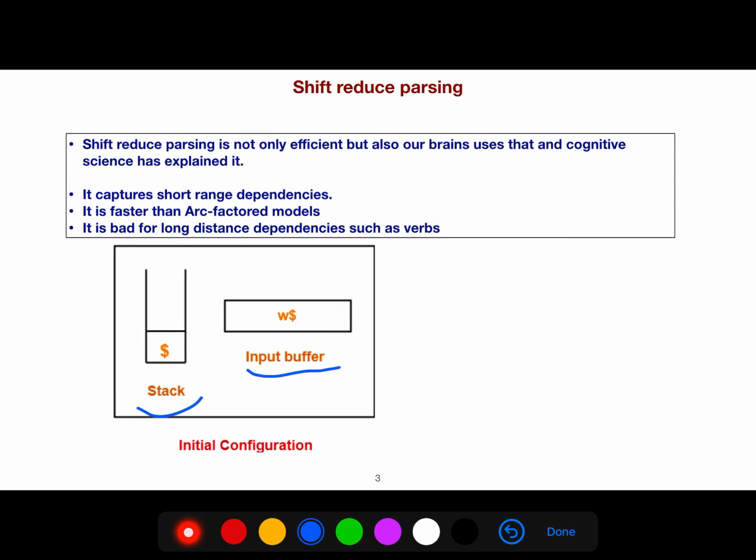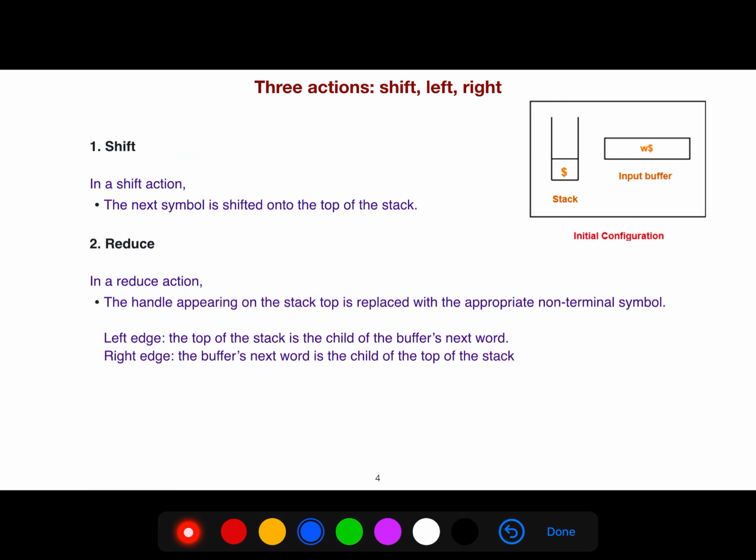we have a stack, so we have an initial configuration. Shift reduce parsing is not only efficient, but also our brains use that, and cognitive science has explained it. And it captures short-range dependencies. It is faster than arc-factored models, and it is bad for long-distance dependencies, such as verbs. So we have three actions: shift, left, and right.